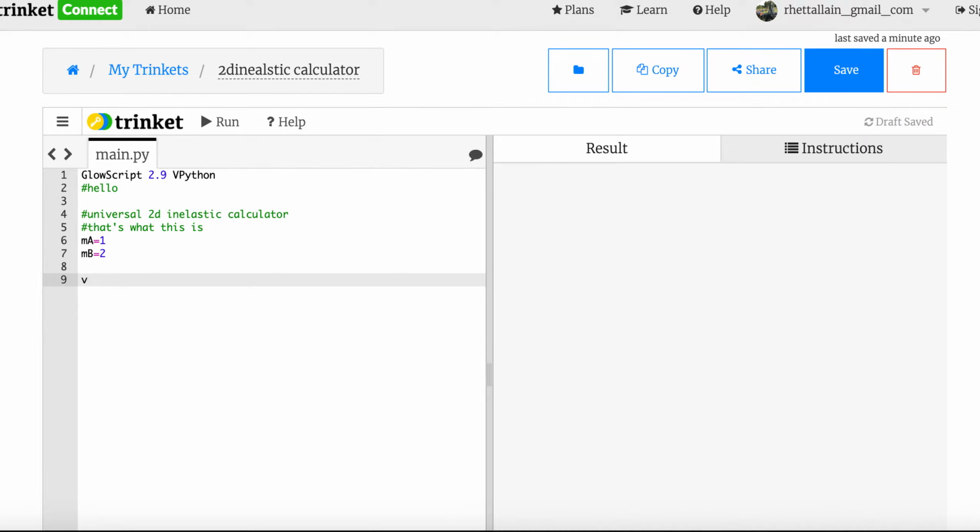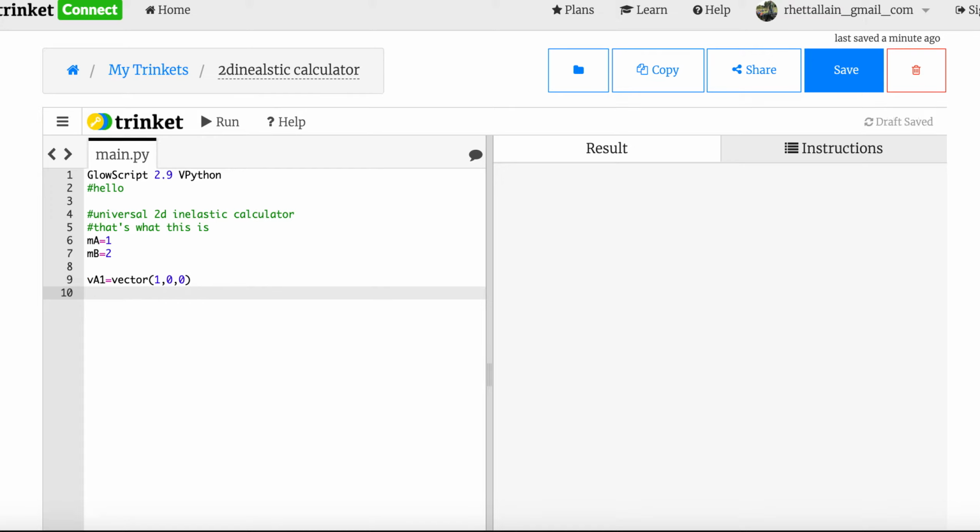So VA1 is going to be a vector. I'm just making up some stuff here. Let's start it off with the simplest case in the X and Y direction: 1, 0, 0. And then VB1, just like in the problem before, is going to be going in the negative Y direction. So it's going to be vector 0, -2, 0. That's good. Now, we want to find the final velocity after they stick together.